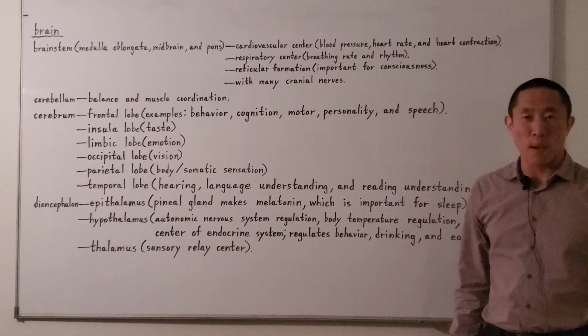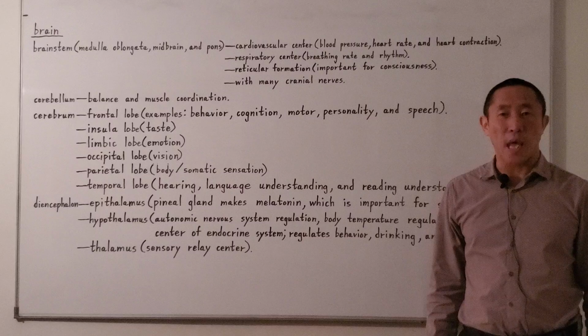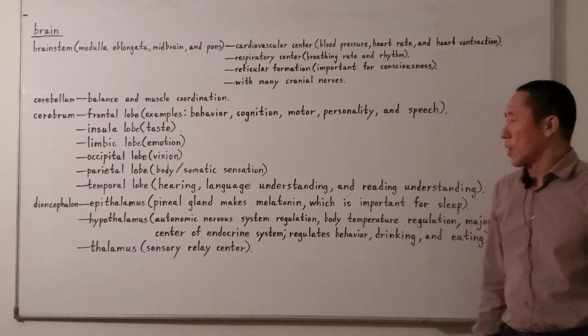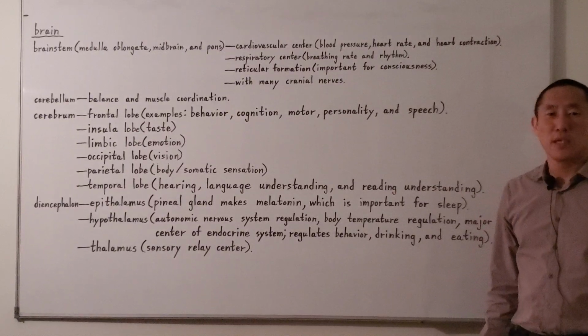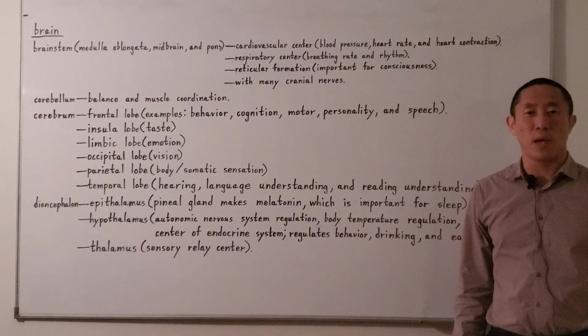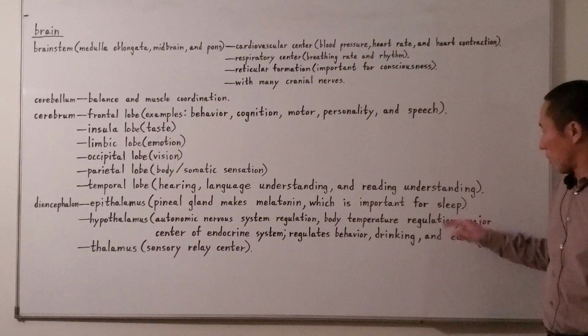Now, how can we remember that? Instead of saying epithalamus, say nepithalamus. So it's like taking a nap. So nepithalamus. Okay. And then how can we remember that melatonin is important for sleep? Instead of saying melatonin, say mellow-tonin. So melatonin makes us mellow. So it's important for sleep.